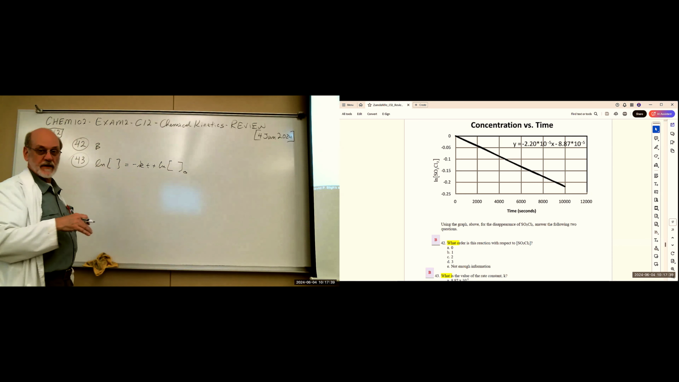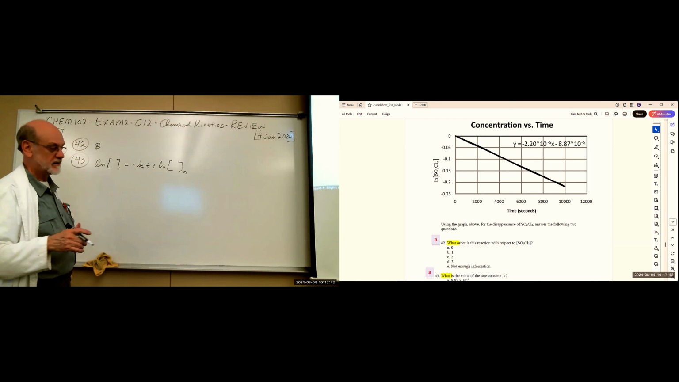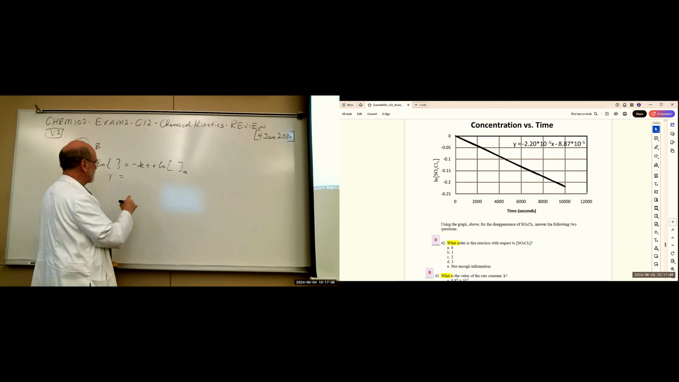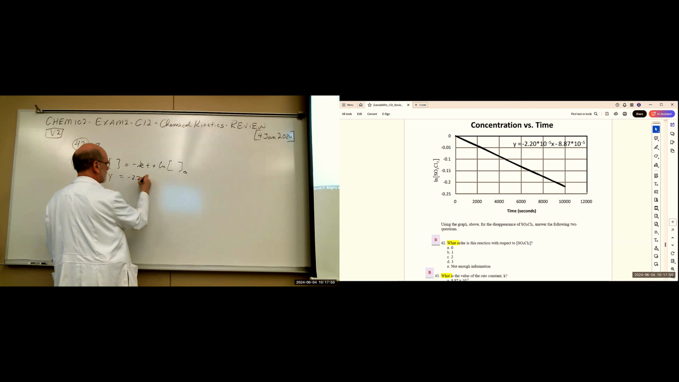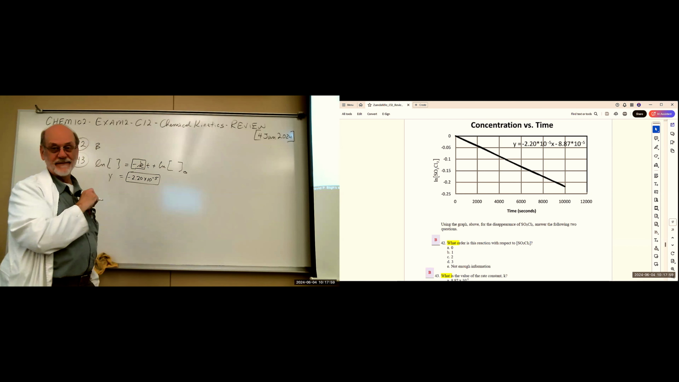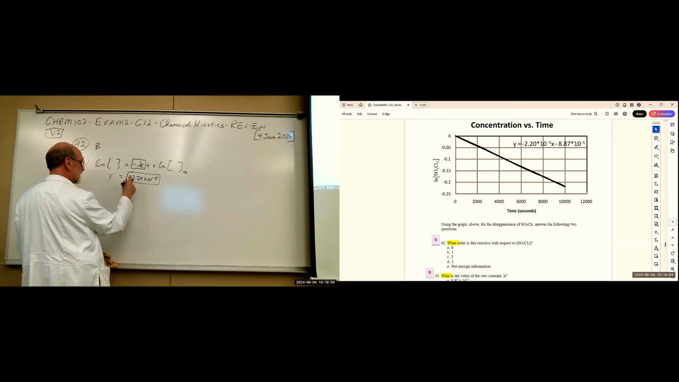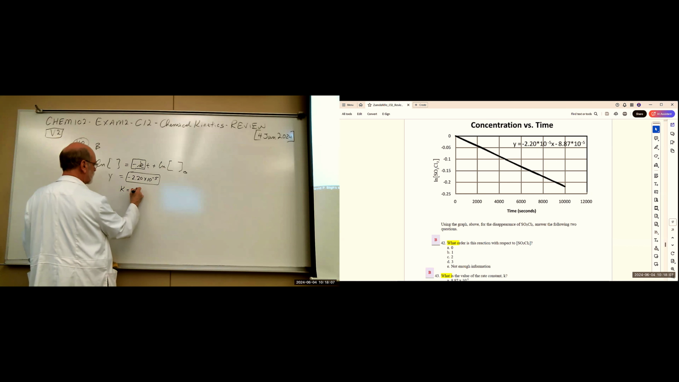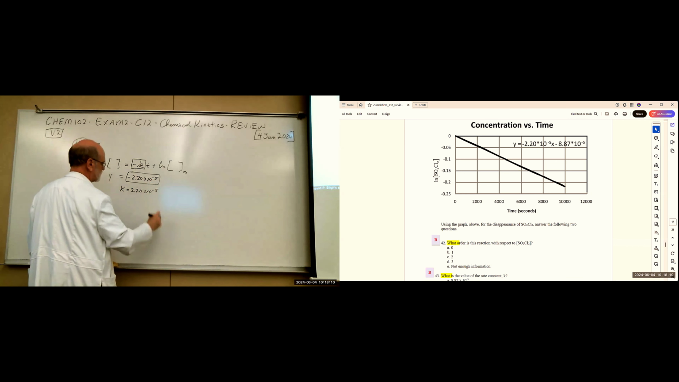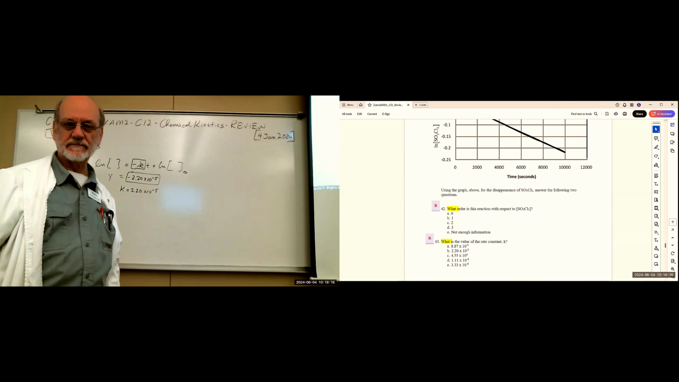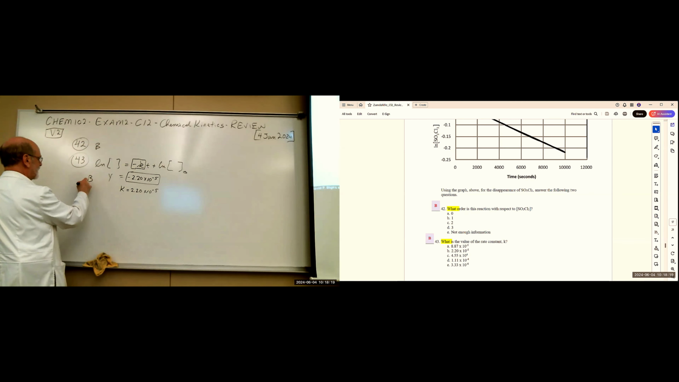So with this, if we match up that straight line, this is y, this is minus 2.2 times 10 to the minus fifth, that's this right here. It doesn't matter what the rest of it is, because the question is, what's the value of K? Well, if this is negative K, then K has to be equal to 2.20 times 10 to the minus 5. Okay. And that should be B. Another B.